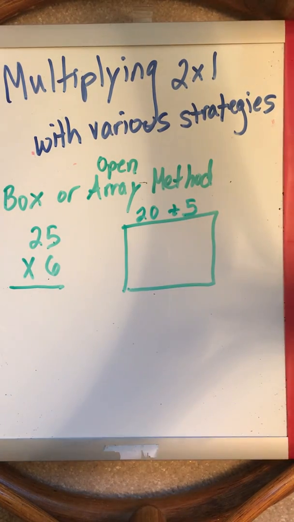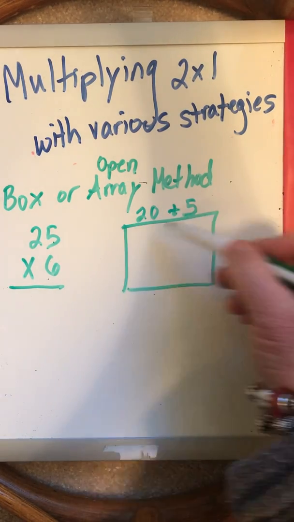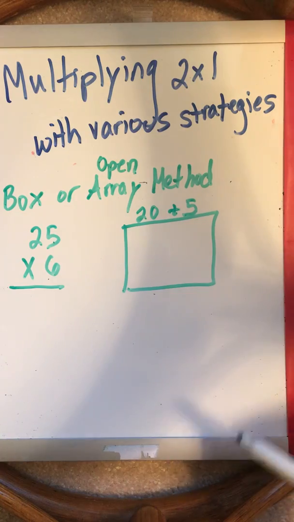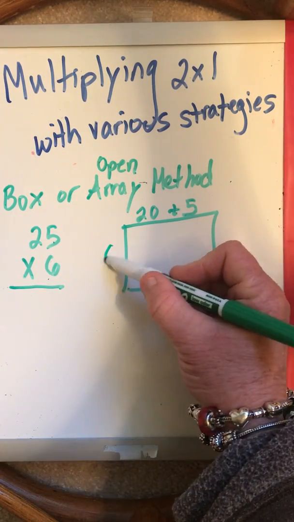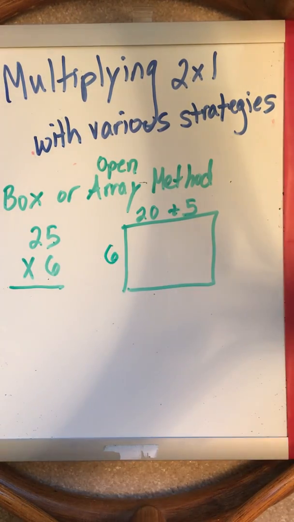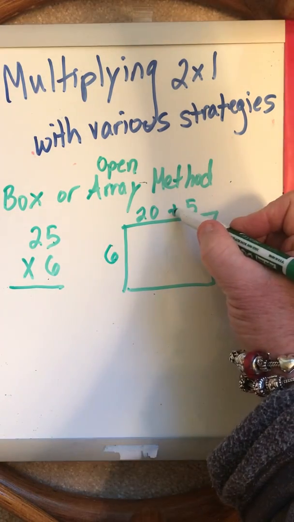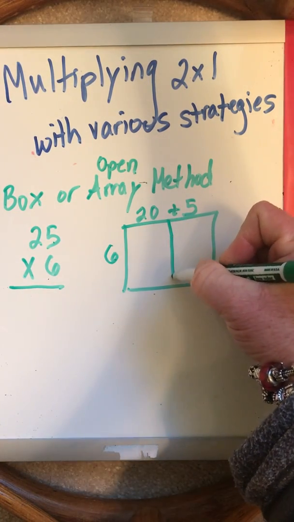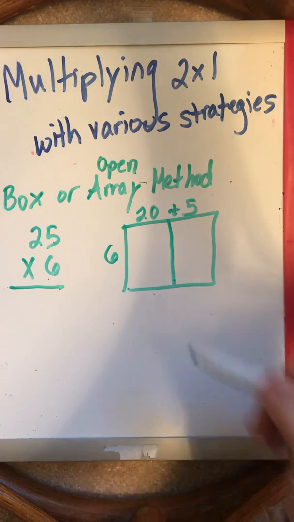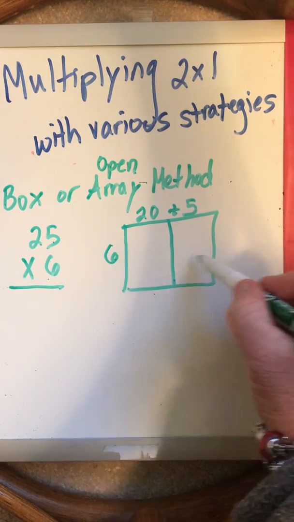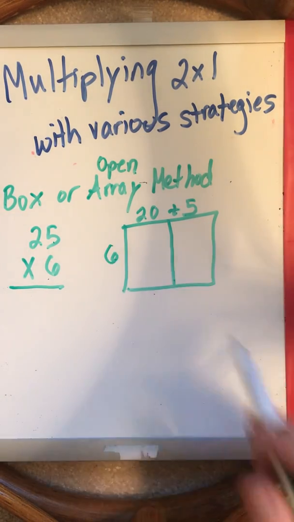We're going to write that going across the top, although it doesn't matter whether you go across or down the bottom. This number 6 we're going to put over here along this side. Now, see how we have this plus sign here? That means you need to draw a line going down the box like this. There's no plus signs over here, so we're not going to draw a line here. So we have two boxes.